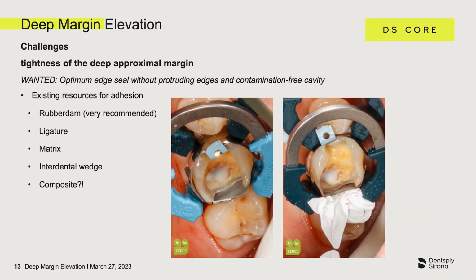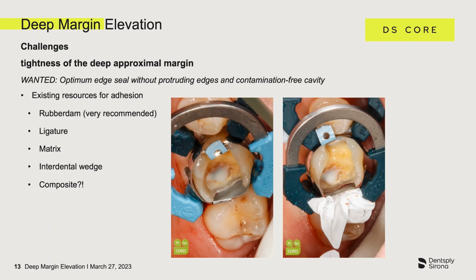The declared aim is to have a filling in the proximal box that is absolutely margin tight, and of course we need a contamination-free and clean cavity for this in order to be able to guarantee a secure adhesive bond of the filling material.